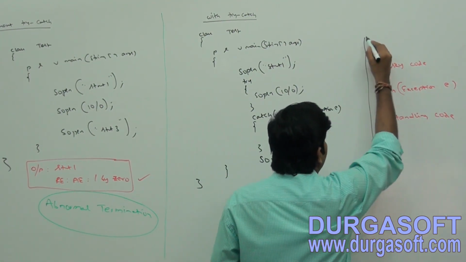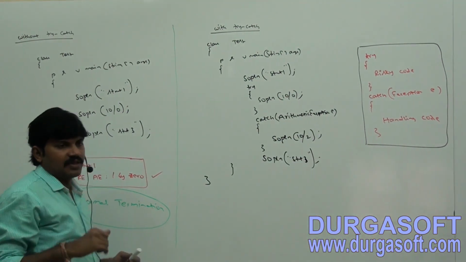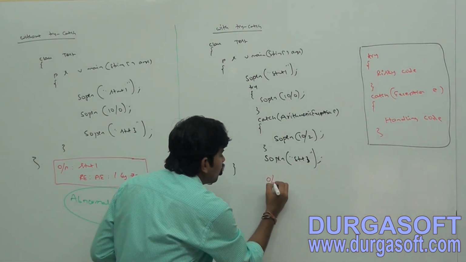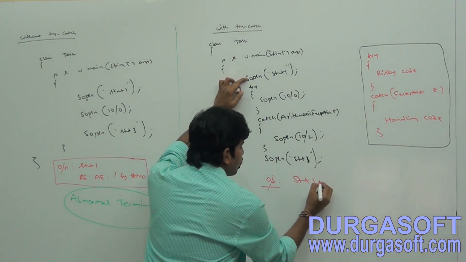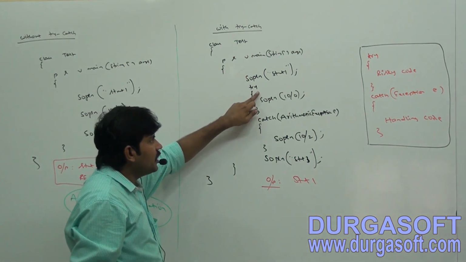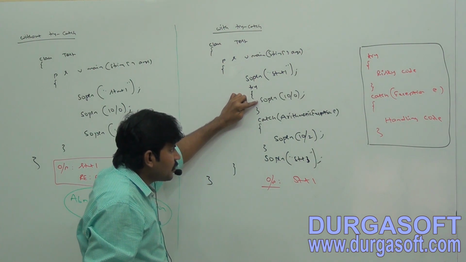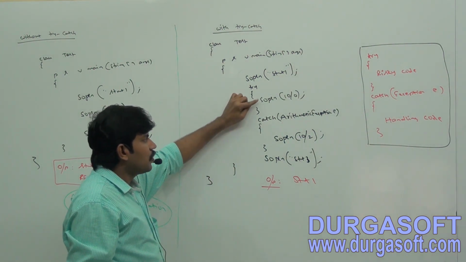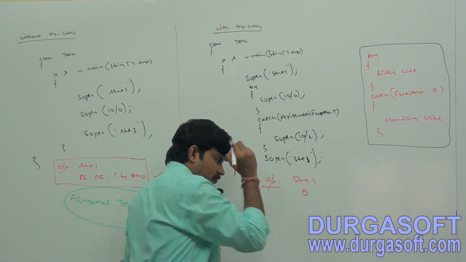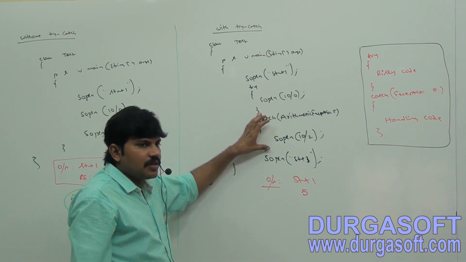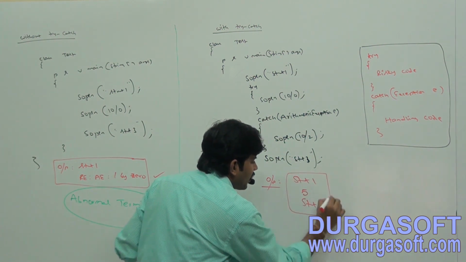Because of this try catch, observe, there is a big change in the behavior. Can you tell what is the output we are going to get now? Statement 1 will be printed normally. While executing SOP of 10/0, arithmetic exception will be raised. Then immediately control goes to what? The catch block. So SOP of 10/2 prints 5. After completing the catch block, the remaining code executes, which is statement 3.